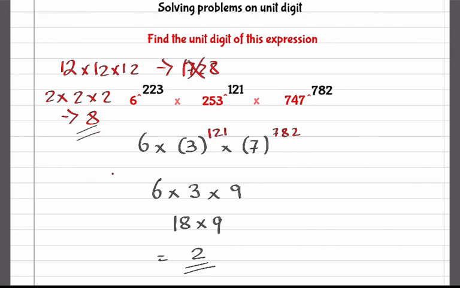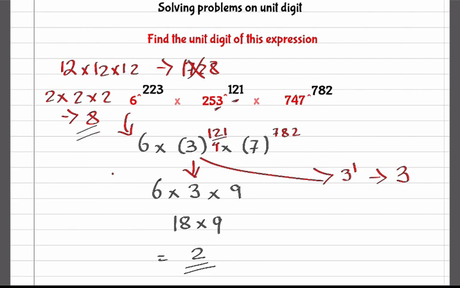So similarly, I'll start from here. What is the unit digit of 6? 6 has a cyclicity of 1. So the unit digit is 6. What is the unit digit of 253 raised to 121? Nothing but 3 raised to 121. But what is the cyclicity of 3? 4. So I'll divide this by 4. If I divide this by 4, what's the remainder? 1. Which means this is similar to 3 raised to 1. 3 raised to 1 ends in a 3. So the unit digit for this is 3.